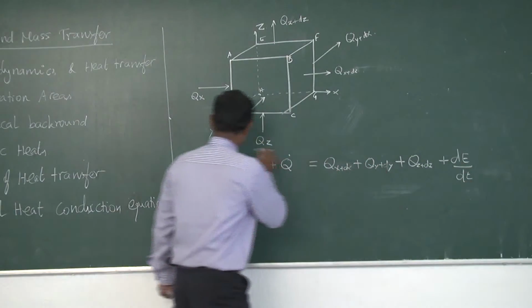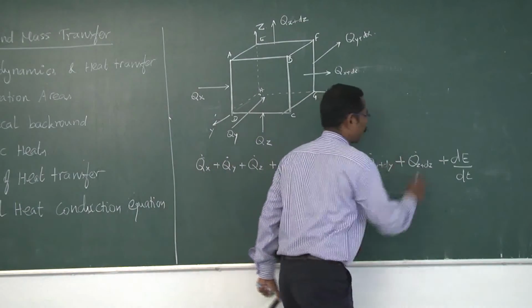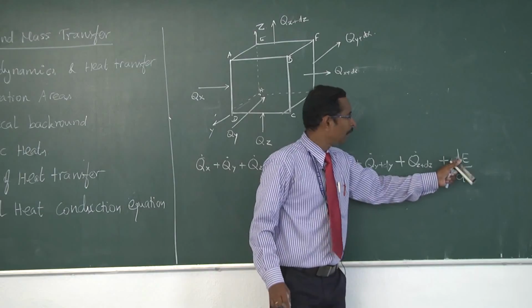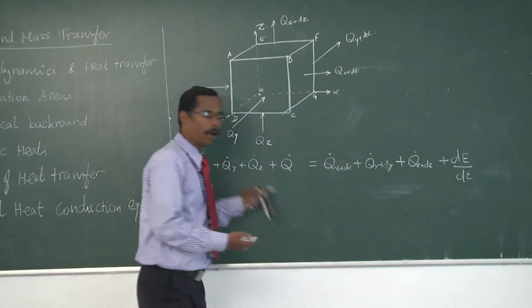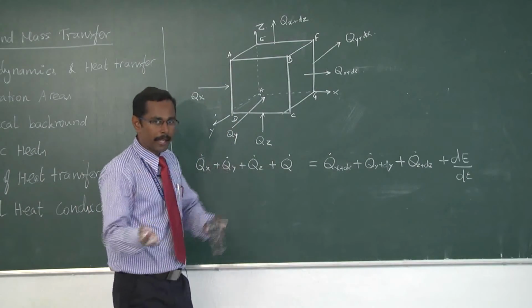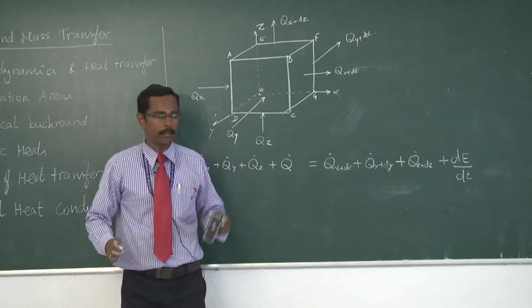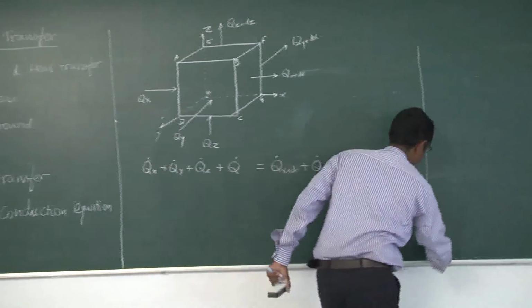So all these Q's we can say are Q dot, the rate of heat transfer. Here the rate of change of internal energy I can represent as dE by dt. Now I have to find all the values from this equation and substitute them, and we will get the final general heat conduction equation. Now I have to write the first equation for Qx.